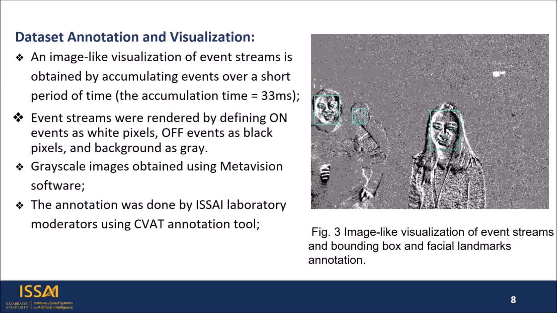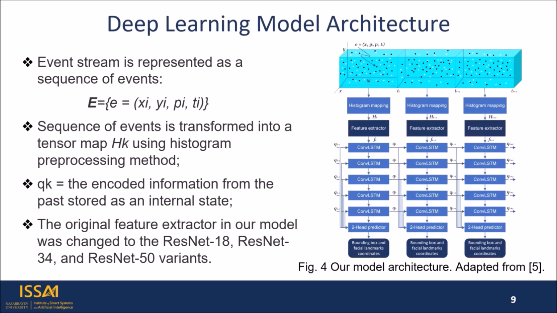Event streams were rendered by defining ON events as white pixels, OFF events as black pixels, and background as gray. Grayscale images were obtained using MetaVision software. The annotation was done by SI laboratory moderators using the CVAT annotation tool. On the right side, we can see an example of the image-like visualization of event streams with bounding box and facial landmarks annotation.